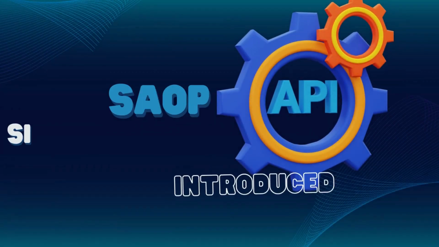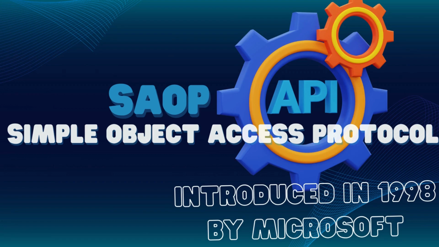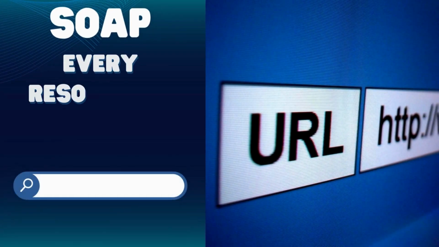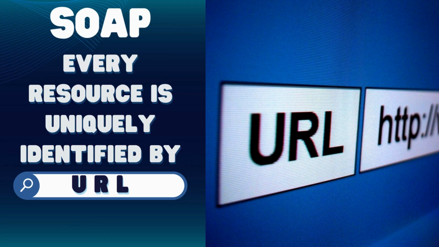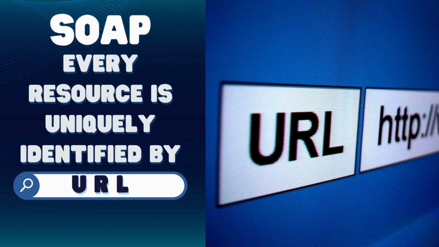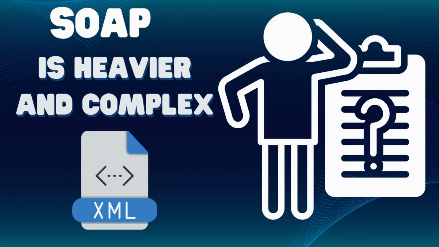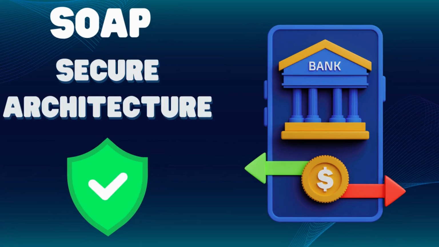Second, we have SOAP, which was introduced in 1998 by Microsoft. It was quite popular some years ago, and SOAP is also stateless. SOAP has strict rules but is not as uniform as REST. In SOAP, a resource is uniquely identified by a Uniform Resource Locator (URL). SOAP uses XML as the message format. So SOAP is generally considered heavier due to XML formatting and may be considered less efficient in terms of bandwidth. Due to its secure architecture, it is more suitable for banking.